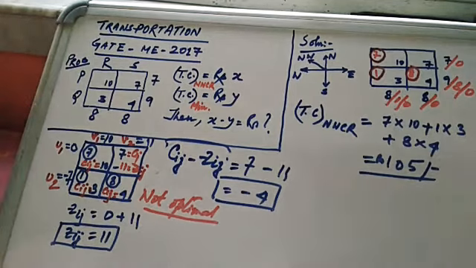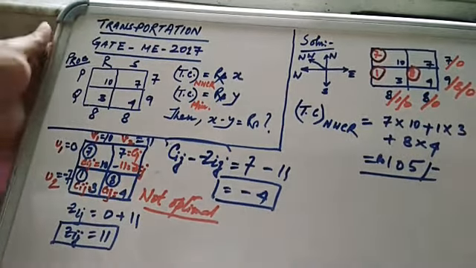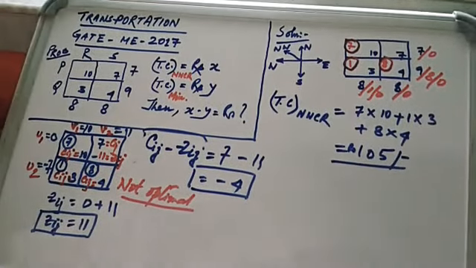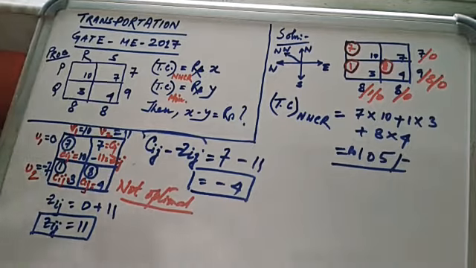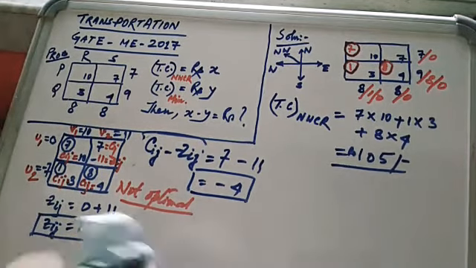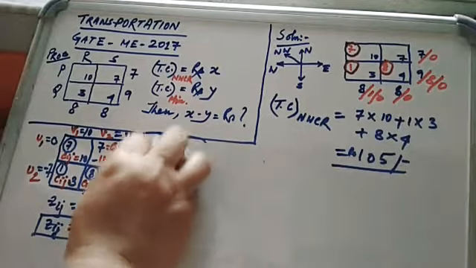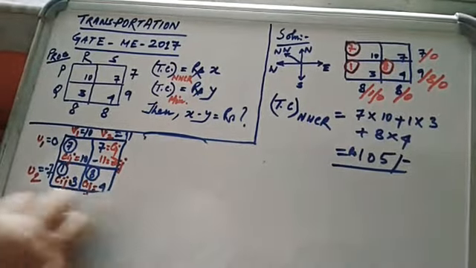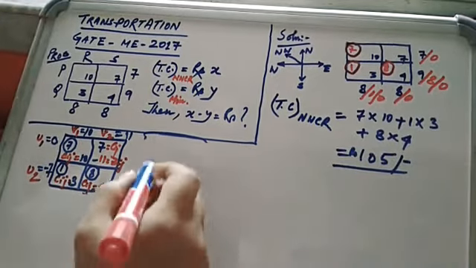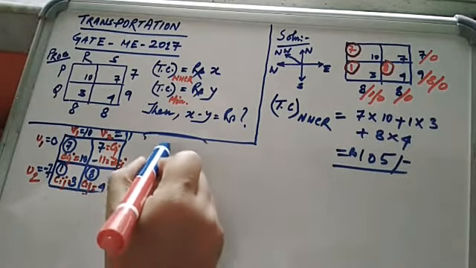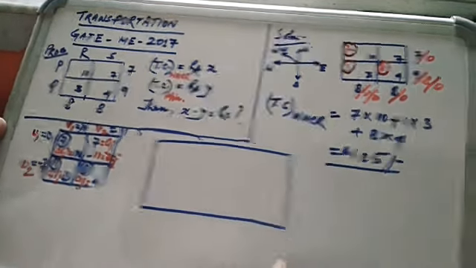So we have to construct a new table, and then we can conclude whether that new table is optimal or not. For the construction of the new table, you have to make a loop. How to make a loop? I have told you earlier, but let us draw this table again for better understanding. Let us say this is the table.